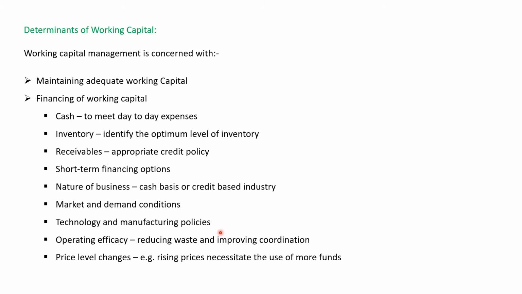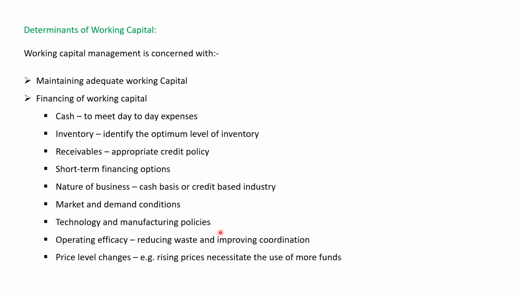And operating efficiency, that is reducing waste and improving coordination. If we reduce the waste, what will happen? I am able to use my raw materials effectively, and hence I am able to produce more, the output is more. Then my investment in product is less, and if I don't do it efficiently, then my investment will be more.